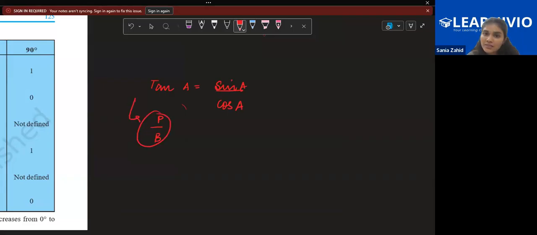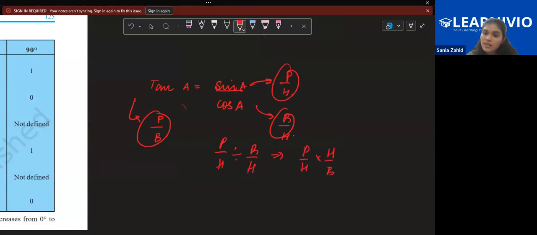Okay, what was sin A? Sin A was perpendicular upon hypotenuse. What was cos A? Base upon hypotenuse. So if I divide these both values, perpendicular upon hypotenuse divided by base upon hypotenuse, what do I get? Perpendicular upon hypotenuse into hypotenuse by base. H and H cancel. Do I not get P by B? You get tan A. So whenever you are dividing sin A with cos A, you will get tan A. Got it?